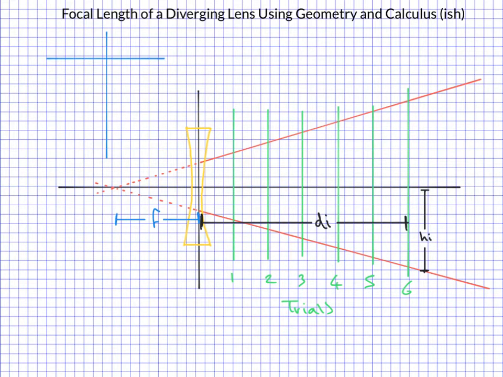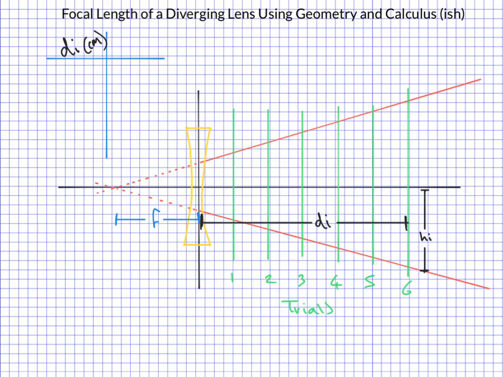Okay, so we're going to think about collecting data. I've already kind of given it away, in that these are my trials. These are going to be my manipulated values. I'm going to change this DI for each trial. So if I'm going to start collecting data in a data table, my DI is going to be my x-axis. I'm going to put that in my table here. So this is going to be my DI. Let's put it in centimeters.